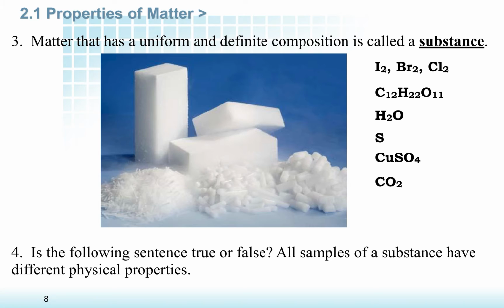Now, all samples of a substance have different physical properties. Even though those samples, you see bricks, you see pellets, you see shavings, even though they look different, they're all the same. So the word is, all samples of a substance do not have different physical properties. They have similar physical properties because they're all carbon dioxide, no matter what they look like.